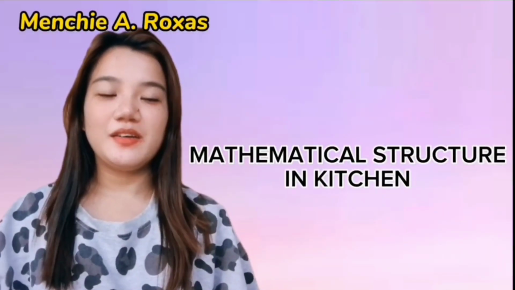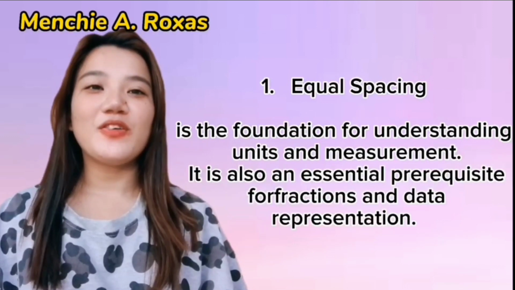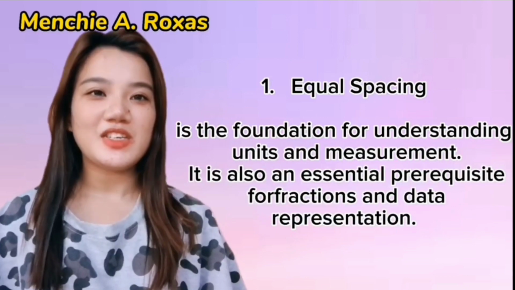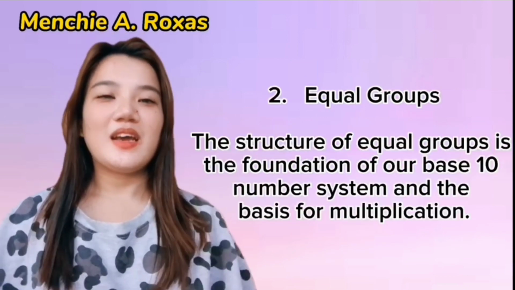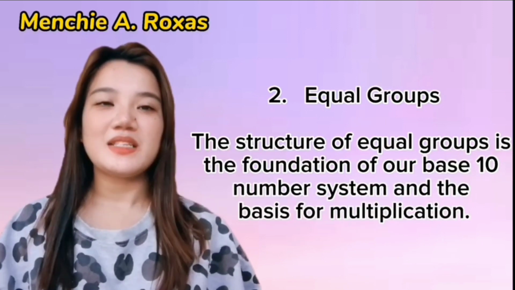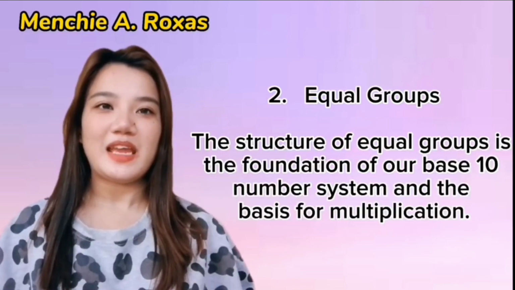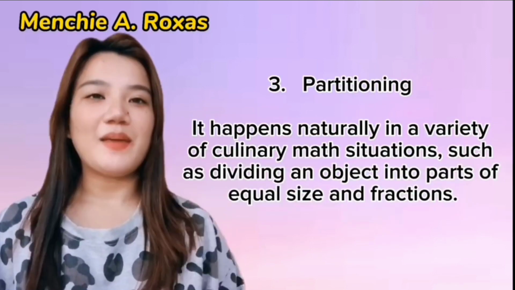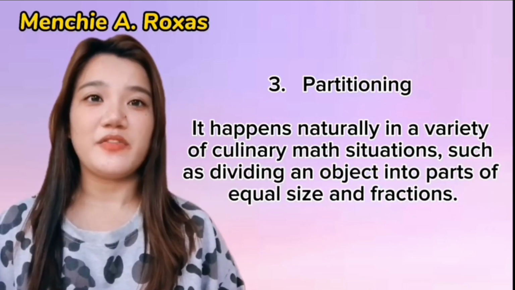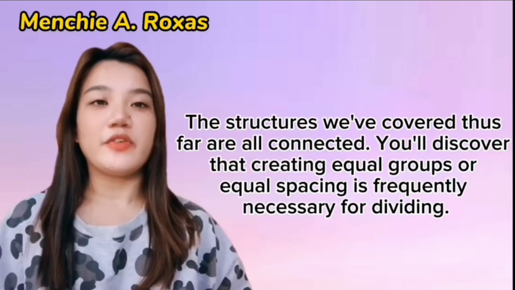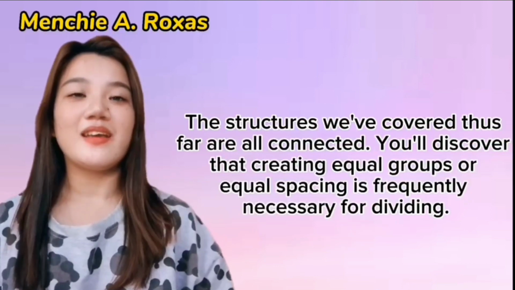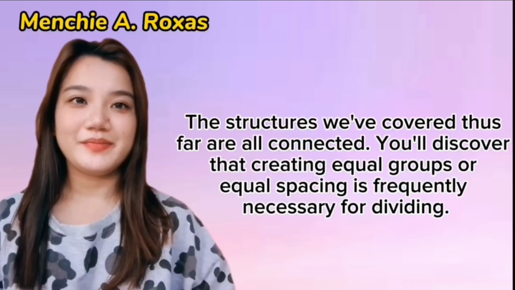Mathematical structure in the kitchen. First, equal spacing is the foundation of understanding units and measurement. It is also an essential prerequisite for fractions and data representation. Second, equal groups. The structure of equal groups is the foundation of our base 10 number system and of multiplication. Third, partitioning. It happens naturally in a variety of culinary math situations, such as dividing an object into parts of equal size and fractions. The structures we covered thus far are all connected. You all discovered that creating equal groups or equal spacing is frequently necessary for dividing.